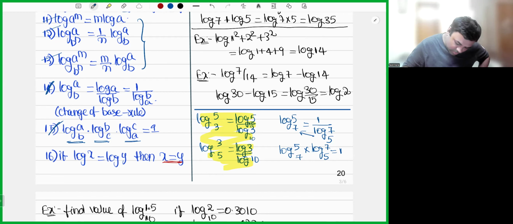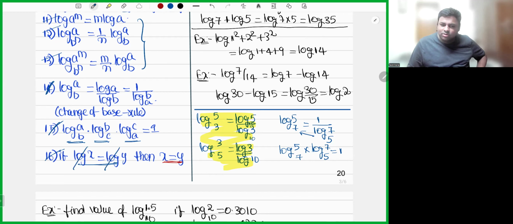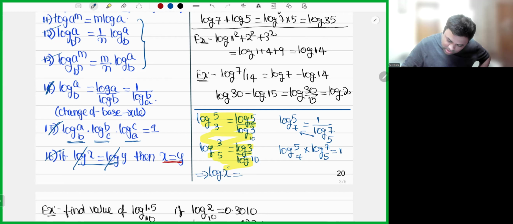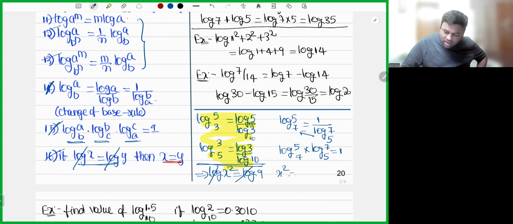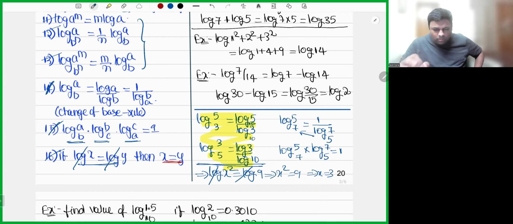Next. If log x is equal to log y, log can be cancelled and I can write x is equal to y. For example, I'm telling log x square is equal to log 9. Then what will be x? Log cancels, x square is equal to 9, x will be equal to 3. So I hope all the 16 points are clear, my dear friends.